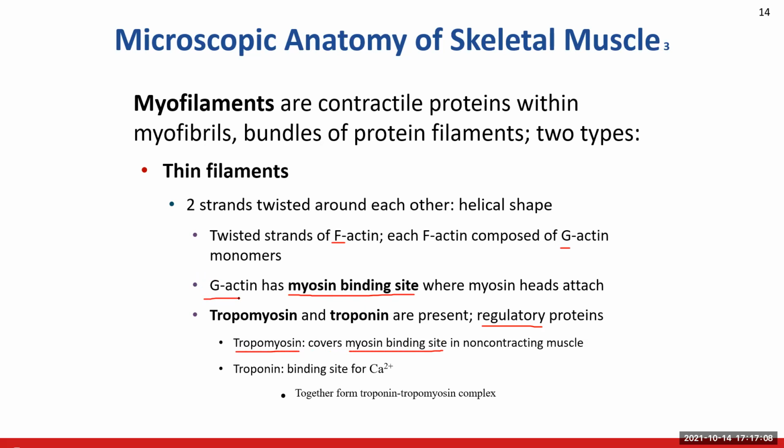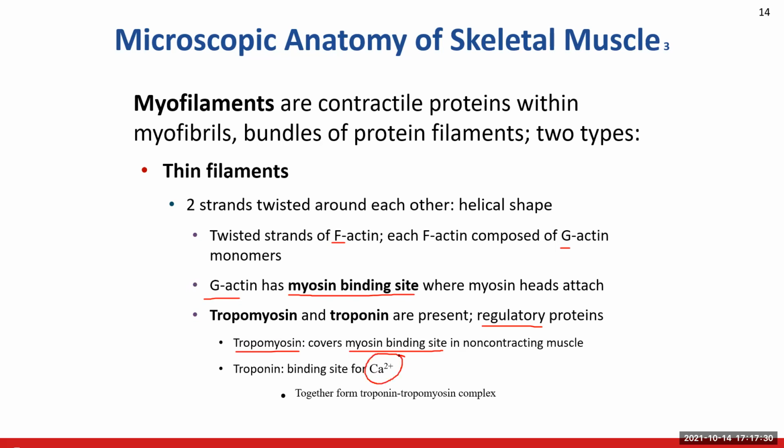So that's a problem. We've got to get that tropomyosin off of the myosin binding site so we can have a contraction. Well, we have another protein here called troponin, and that sits on top of the tropomyosin. And it's got a receptor. And its receptor is for, yes, you guessed it, none other than calcium.